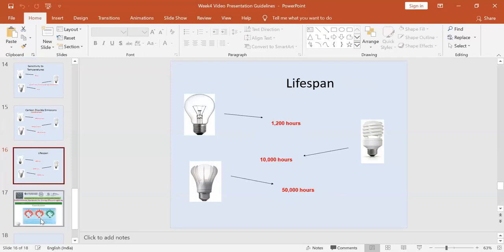The lifespan of these bulbs is 1200 hours, 10,000 hours, and 50,000 hours. This is one of the main advantages of LED lighting.